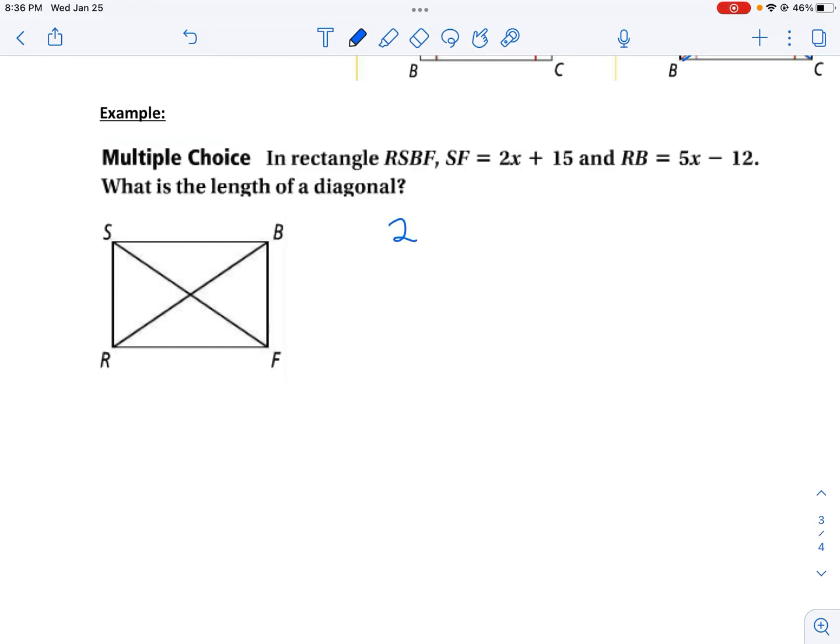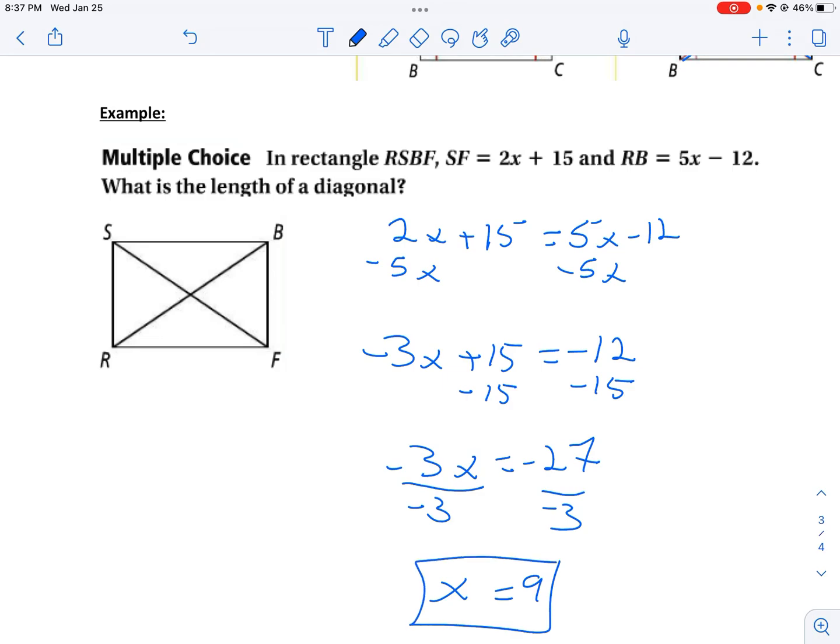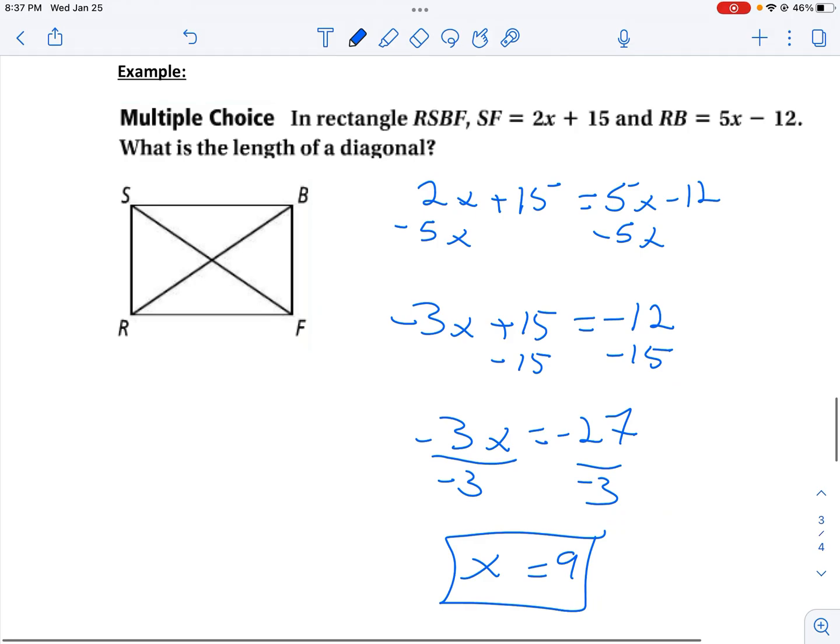So very simple. We need to set them equal to each other because the theorem we just discussed said that diagonals in a rectangle are congruent. So their measurements are equal. Now, to be consistent with what I've taught in the past, we're going to get the variable to the left. So we're going to subtract 5x from both sides. Negative 3x plus 15 is equal to negative 12. Minus 15 from both sides, negative 3x is equal to negative 27. Divide both sides by negative 3. And x is 9.